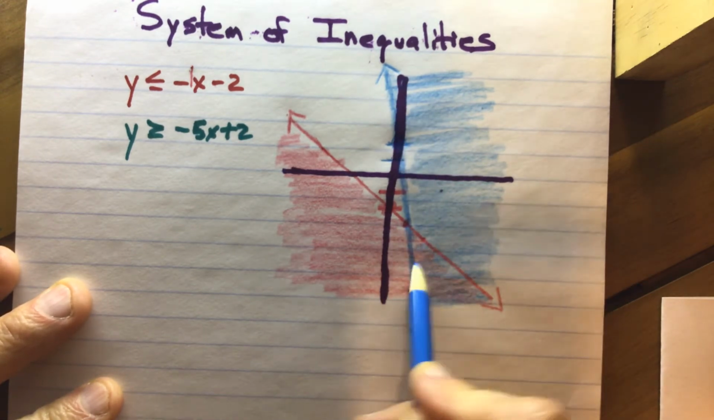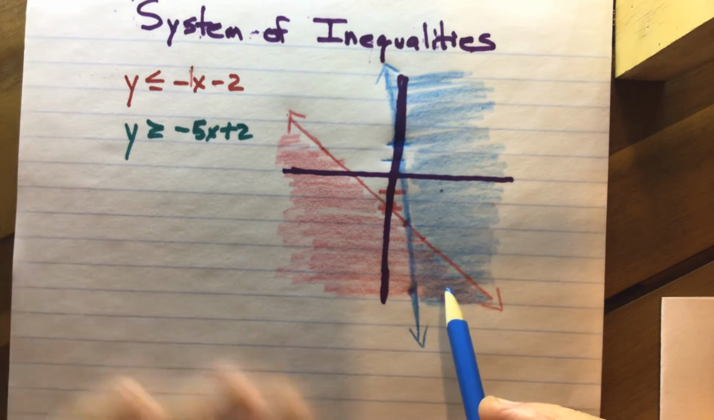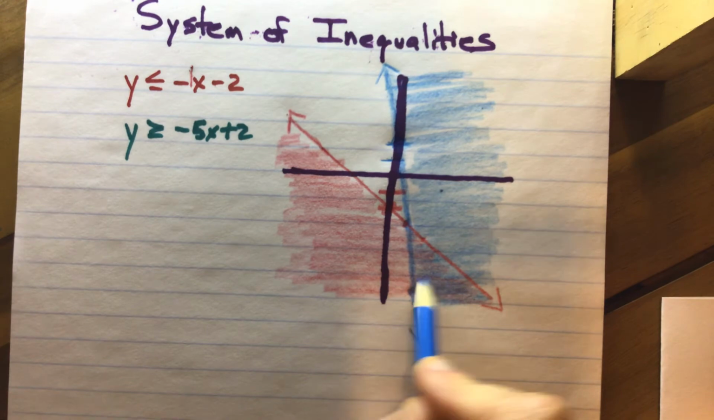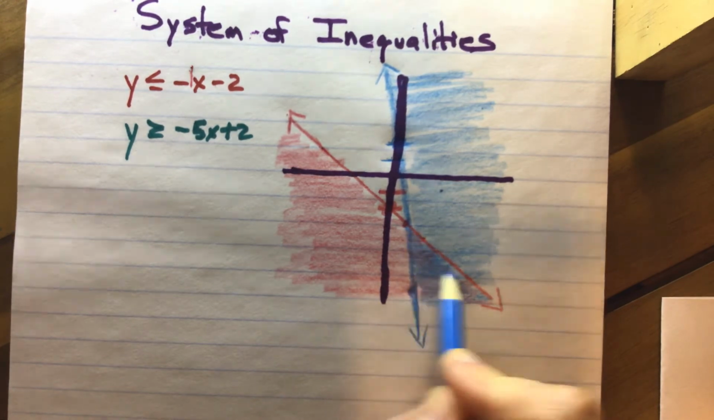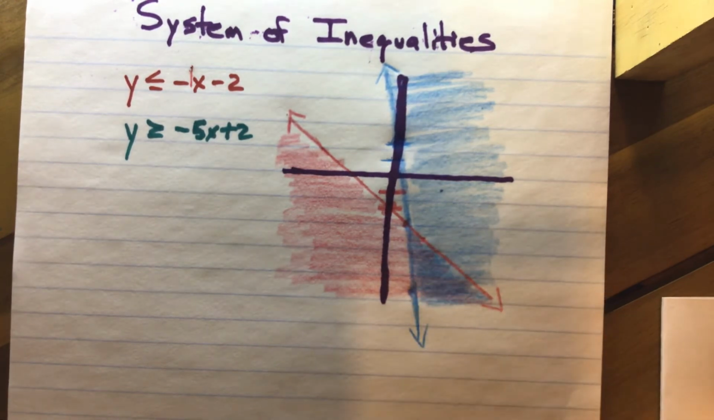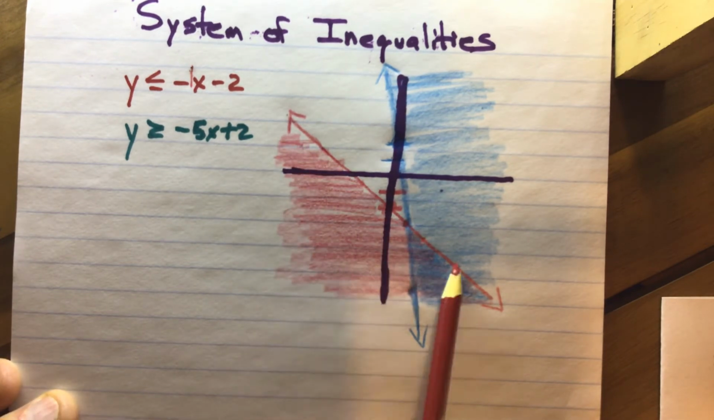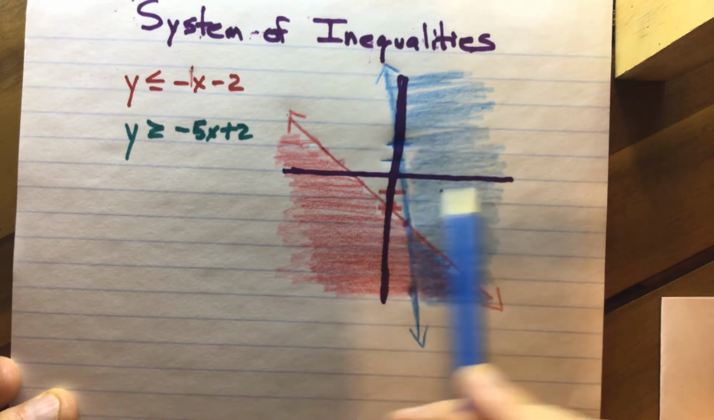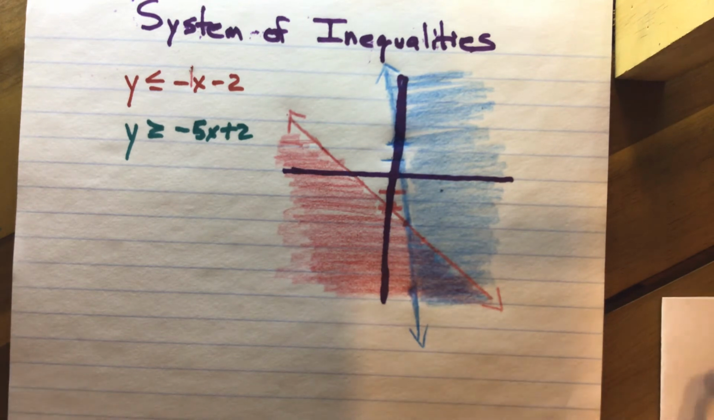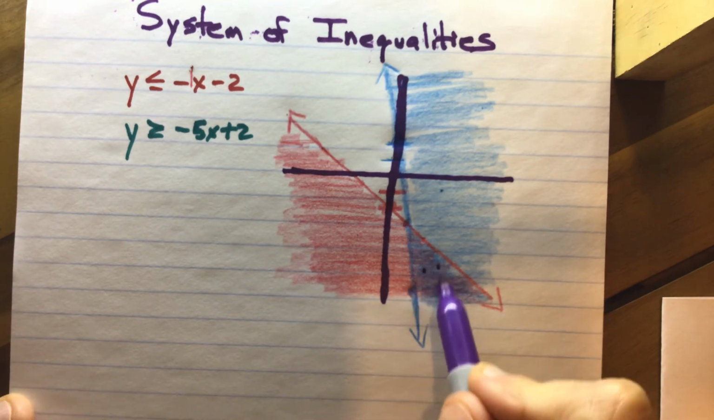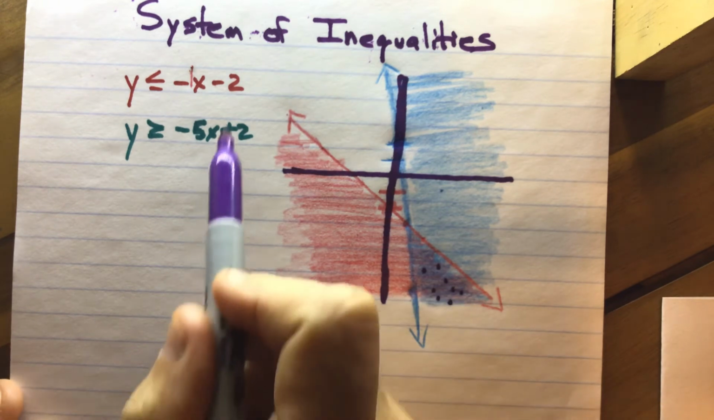So if we know our primary and secondary colors, red and blue are primary colors and purple is a secondary color. So theoretically this should be purple right here, a mixture of red and blue. So I shaded this red all underneath this red line, and I shaded this all blue above the blue line. And now I've got this purple region, and the purple region is what we're looking for, because this overlap here means that every point in this region is a solution to this system of inequalities.